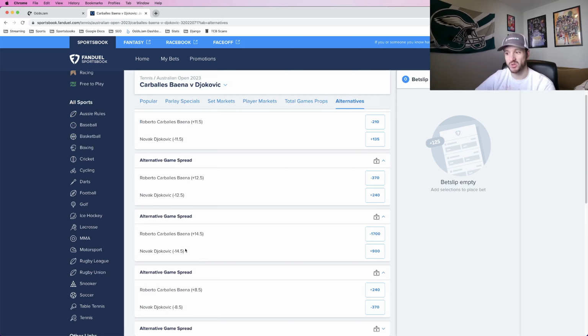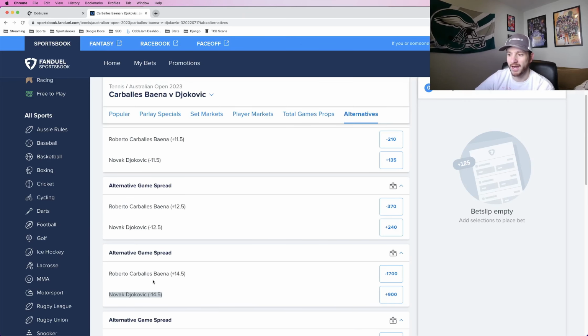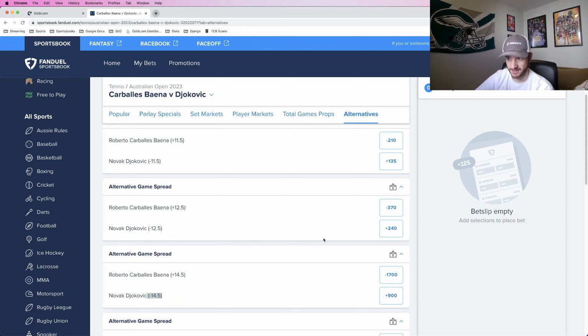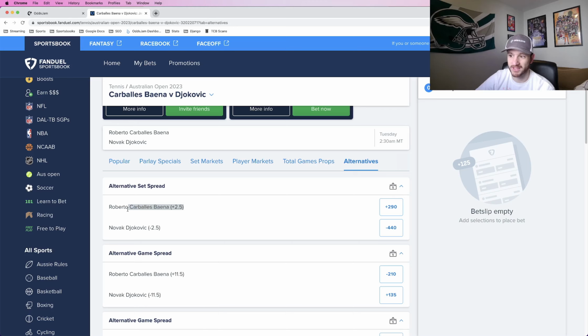As you can see here, there are a bunch of different options for alternate game spreads. So if you think Djokovic is going to just totally blow this guy out, you can bet on him to go minus 14.5 on the game spread at plus 900 odds. Now, obviously, again, it's a risk reward type thing where it's a little more risky, but the reward is significantly higher. Same but opposite is true for the underdog.